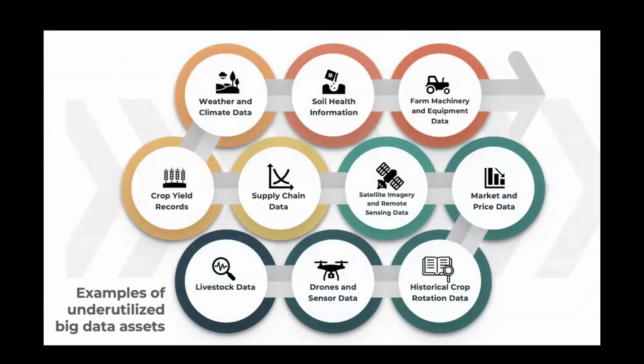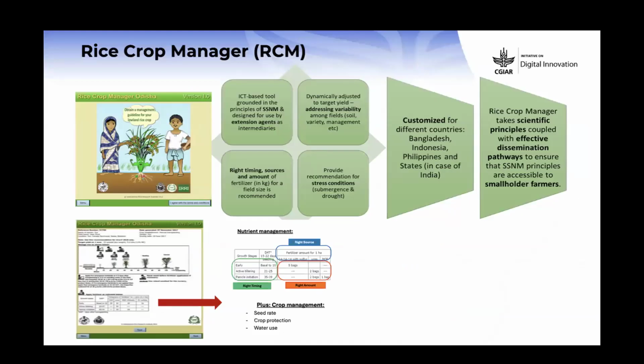There are a lot of examples of underutilized data sets in agriculture. A lot of institutions and organizations are collecting a number of data sets, whether it's weather data, which Ram talked about, soil health data, machine equipment data, crop yield data, etc. But these data are there, and data is expensive. It takes a lot of effort, resources, and time to collect those data sets. So the idea is how we can make better use of these data sets.